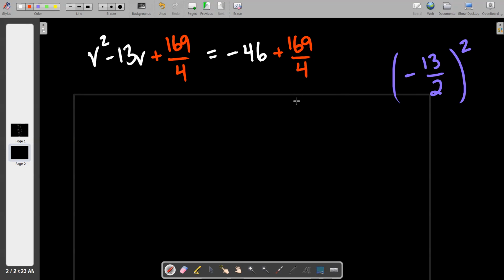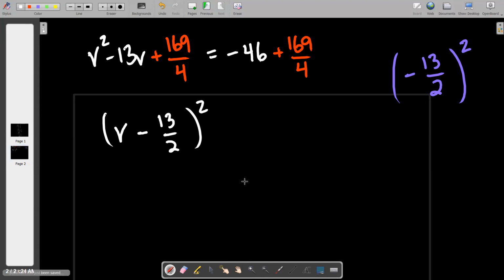Right, no big deal. Let's take care of our left side because we're factoring without really factoring. I'm going to pop my V in there, and what's going to go next to the V? Negative 13 over 2, right? I think I'm actually writing minus 13 over 2, but same. So factoring, check, done, great.